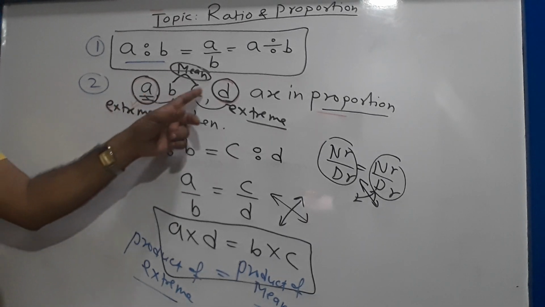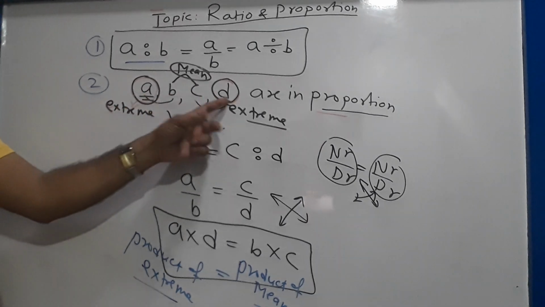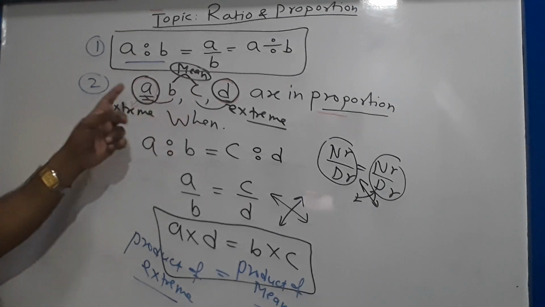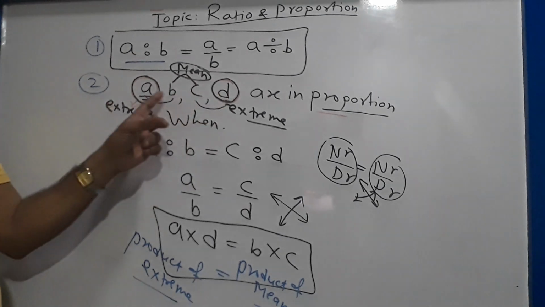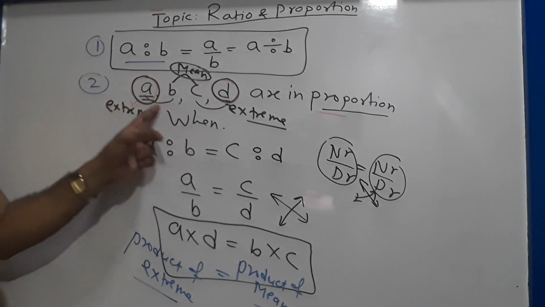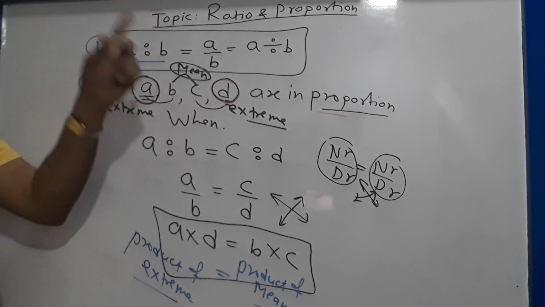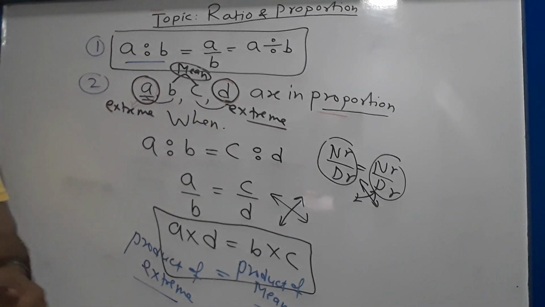A, B, C, D, four numbers are there. A and D are the extreme sides, B and C are the mean sides. So product of extremes is equal to product of means. A into D is equal to B into C. Then the four numbers are in proportion.